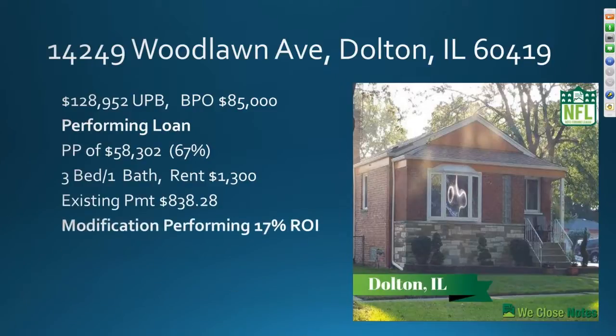Okay. Modification performing at 17% yield. So if you guys have people that have money looking for an 8% return, 9% return, like with self-directed IRAs, you could arbitrage by using those funds to pay your investors the 8%. You take 9%, and you split that with the cash flow. All right, something to keep in mind.